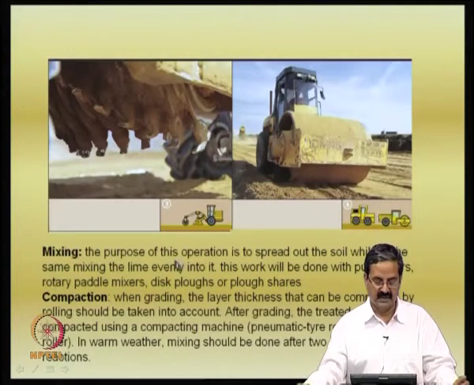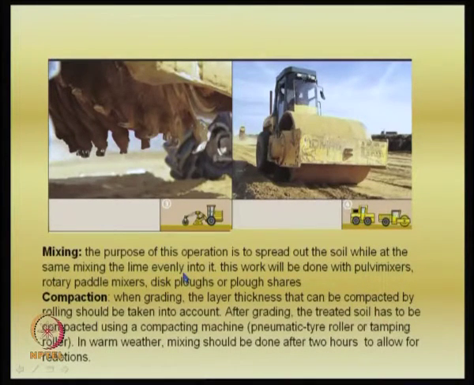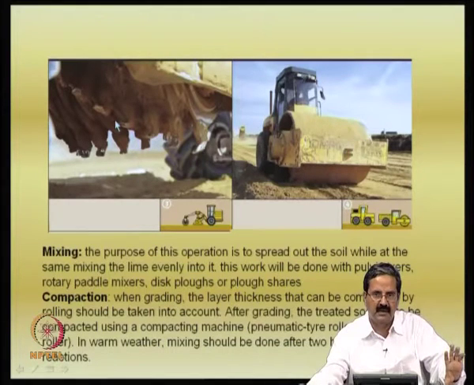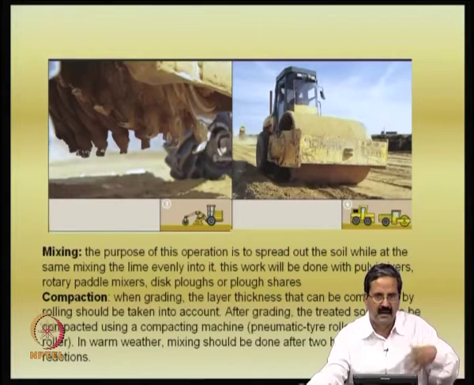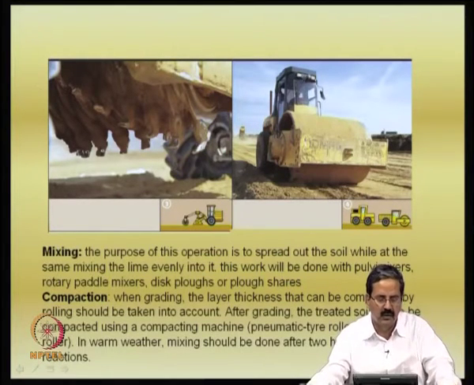The purpose of mixing is to spread out the soil, while at the same time the mixing is evenly done. You have to properly mix, and this can be done with pulvimixers, rotary paddlers, and many other things. They can be used to really mix the topsoil, say for example 20 centimeters to 30 centimeters, which you would like to mix. You remove that much amount of soil, put the lime in, and then mix them thoroughly and then do the compaction.